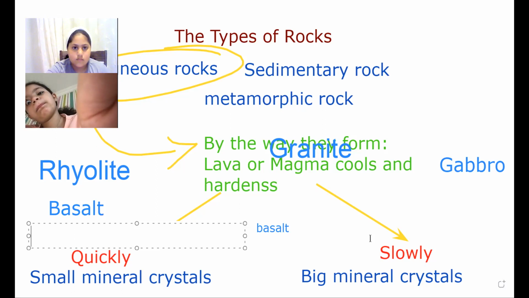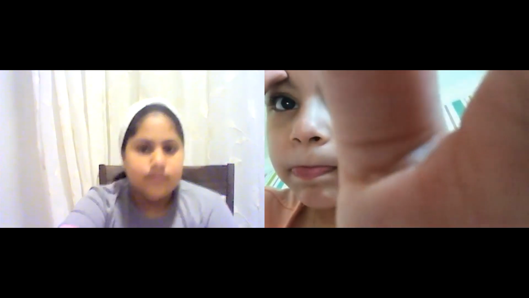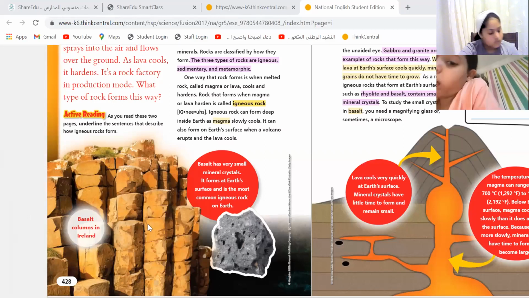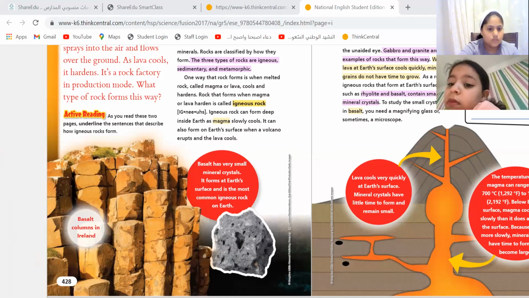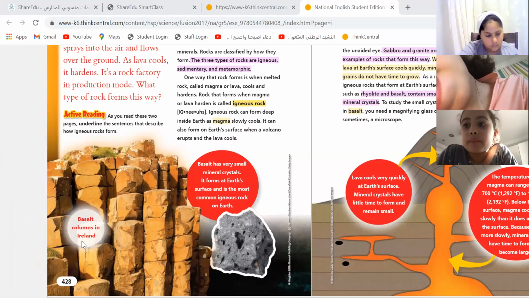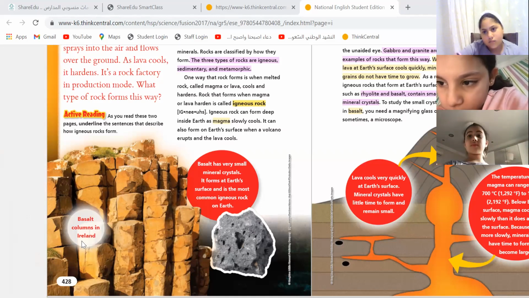On the surface. I will show you here in a minute. In columns in Ireland. Look, we can find them inside these columns. They have very small mineral crystals because of the very quick cooling down.